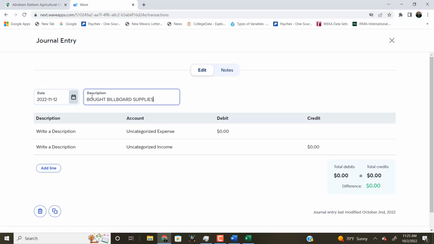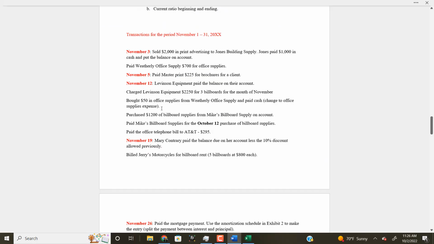And again, why is this an asset? Billboard supplies are things like glue and paper and whatever else goes into the creation of a billboard before you've actually put anything on the billboard. Could be brushes to put the glue on with. I think more and more you're going to see digital billboards, but for right now, we still have quite a few regular billboards out there, and that's what those billboard supplies represent. You can always take them back to the billboard supplier, send them back to Mike's, and get your money back or get a credit. In this case, I believe we bought them on account.